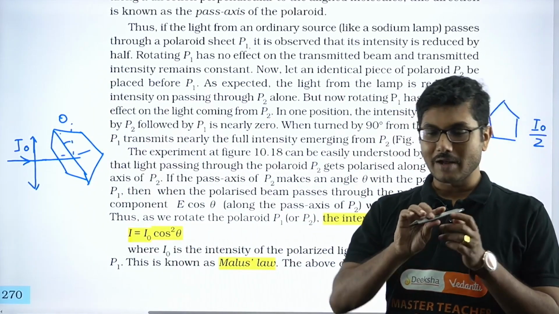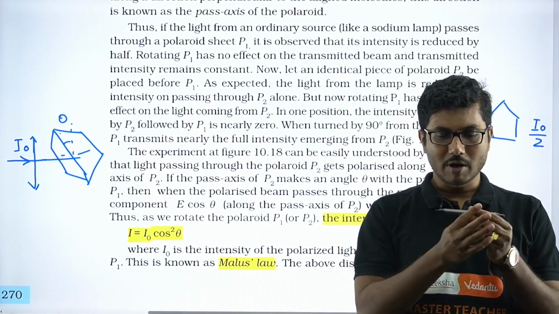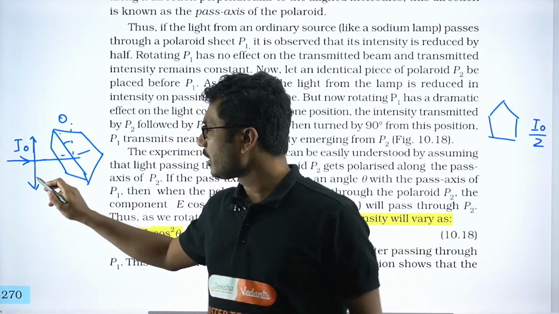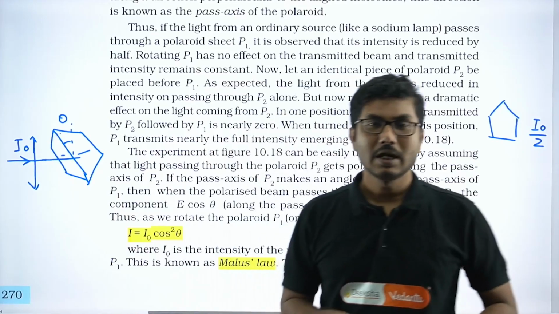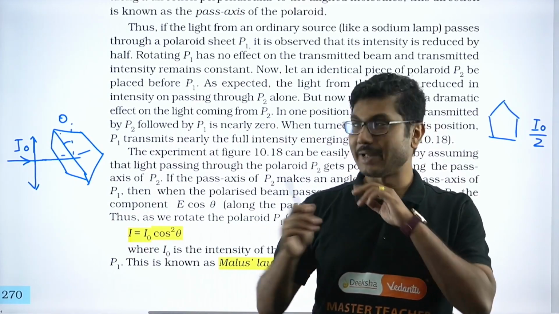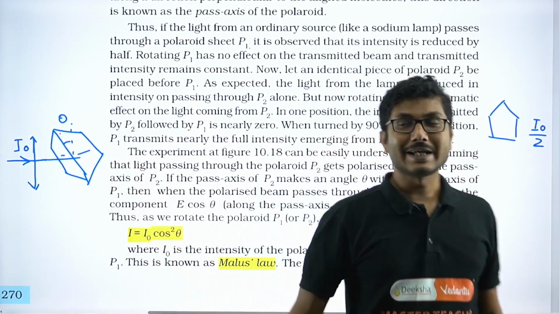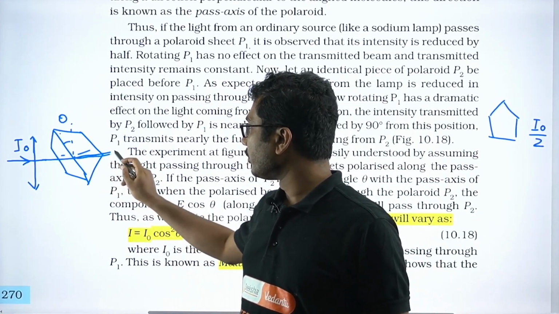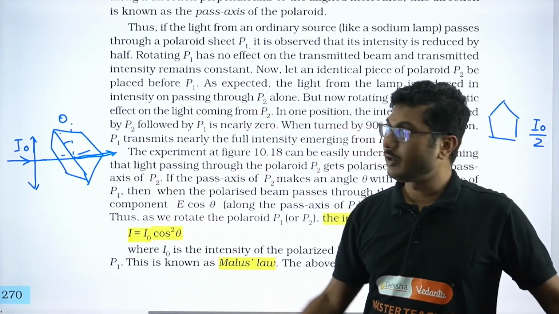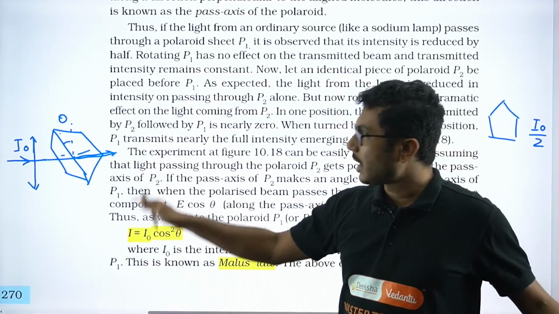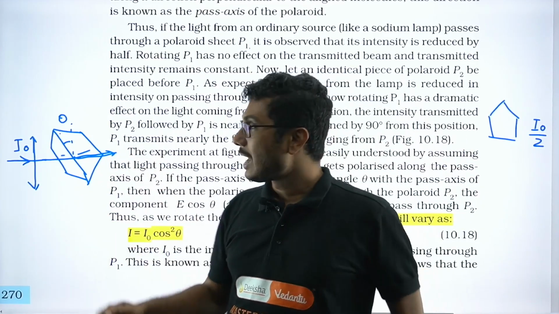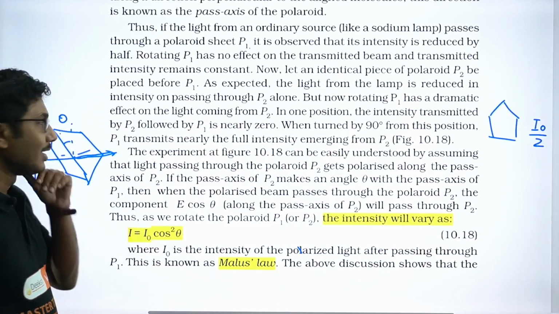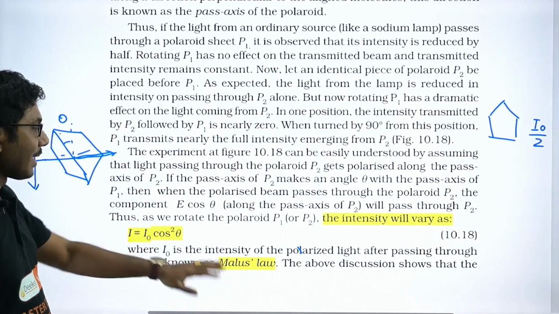First you have obtained a polarized light of intensity I naught, and it is passing through another polarizer. Its axis is not matching, it is making an angle of theta. So in this case, the intensity of the light after it comes out will not be zero. It will not block all the light, it will allow some light to pass through, and that intensity will be given by I naught cos square theta. This is very, very important, and this is called Malus law.